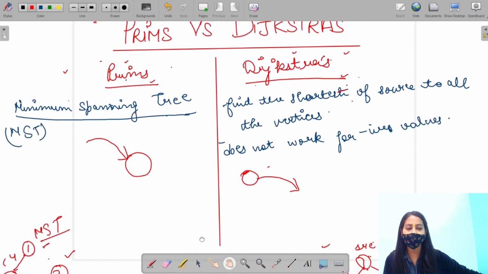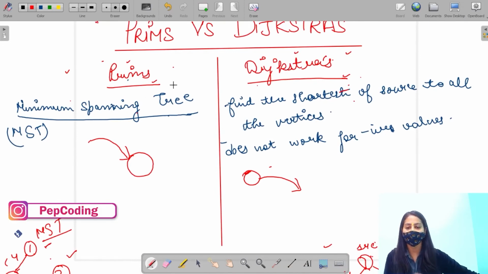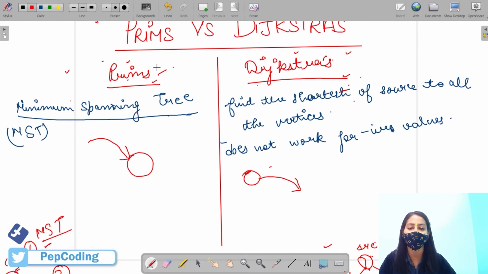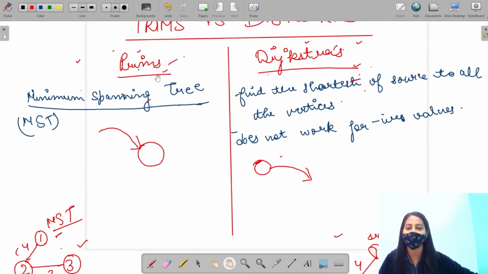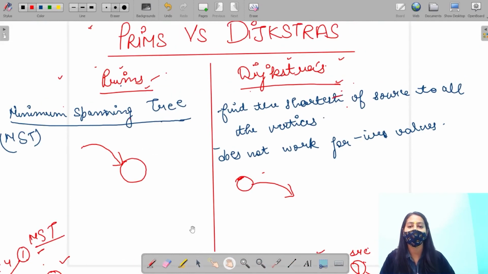So I hope you understand the difference between these two. Apply any of these in accordance with the question given to you, right? In order to apply any of these, you must be able to find the difference between these two, right? If you want to find the MST, then use Prim's algorithm. If you want to find the shortest path, then you have to use Dijkstra's algorithm, right? So I hope I am able to explain the difference between Prim's and Dijkstra's algorithm to you.